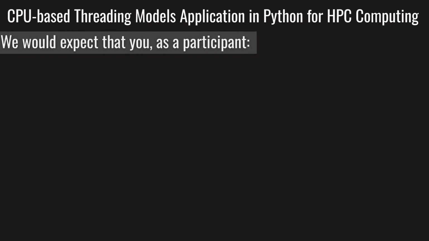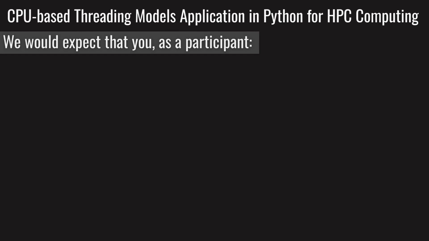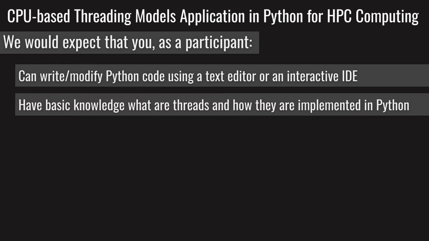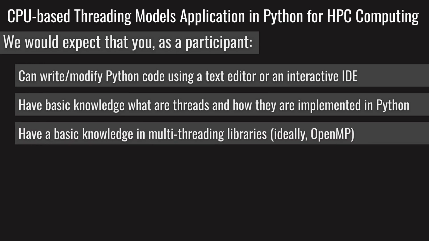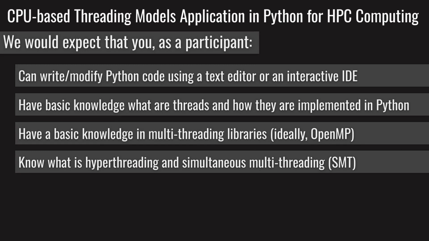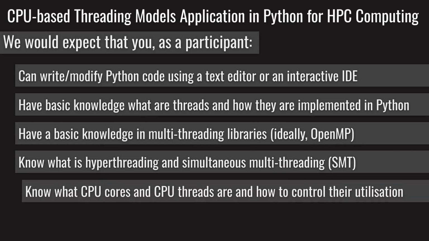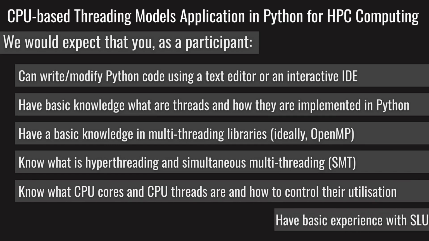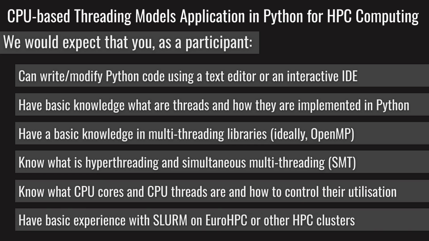While it is not mandatory, we would expect that you, as a participant, can write and modify Python code using a text editor or an interactive IDE. Have basic knowledge of what threads are and how they are implemented in Python. Have a basic knowledge of multi-threading libraries, ideally OpenMP, and how they work. Know what hyperthreading and simultaneous multi-threading, SMT, are. Know what CPU cores and CPU threads are and how to control their utilization. Have basic experience with Slurm on EuroHPC or other HPC clusters.